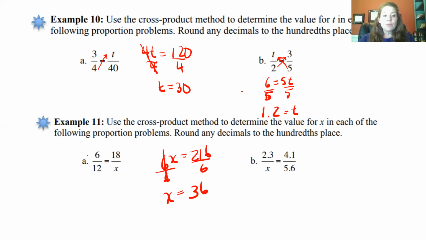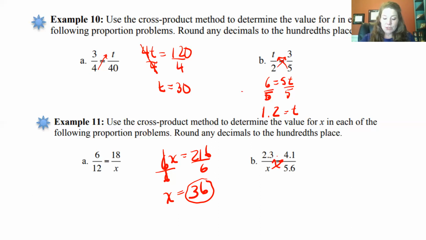Now, if one number will go into the number across from it an even amount of times, for example, 6 times 3 is 18, then we would be able to multiply 12 times 3 and get 36. So you don't always have to do cross products if you can figure out the answer in your head. However, look at letter B. What would we multiply 2.3 by to get 4.1? I don't know. So I would definitely use cross products for these problems.